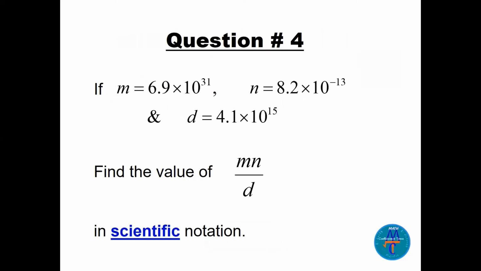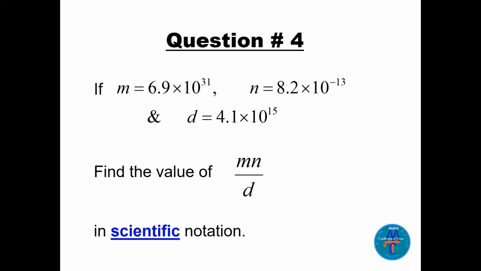Number 4. Now, a little more complicated here. I have 3 numbers, m 6.9 times 10 to the power 31, n 8.2 times 10 to the power minus 13, d 4.1 times 10 to the power 15. Find the value of mn all divided by d. It's very nice to try this one, please. Check your knowledge. Check how fast you can get the correct answer. Pause the video a little, please, and then you can try yourself.